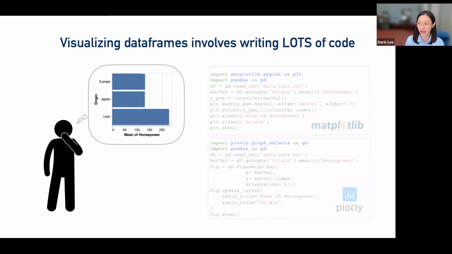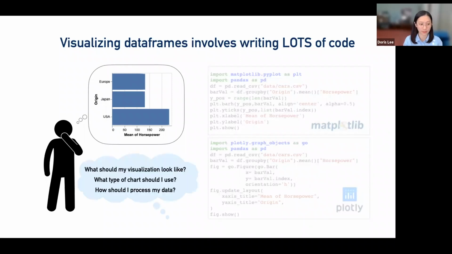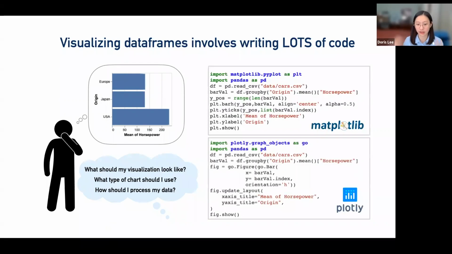There's still a very high effort required to visualize your data programmatically. First, we need to think about what this visualization should look like, what graphical encodings and marks we should choose. Is it going to be a bar chart? Is it going to be a scatter plot? Then we also need to think about how to process this data correctly to plot this visualization. And once we figure all of that out, we need to translate all of these specification details into code.